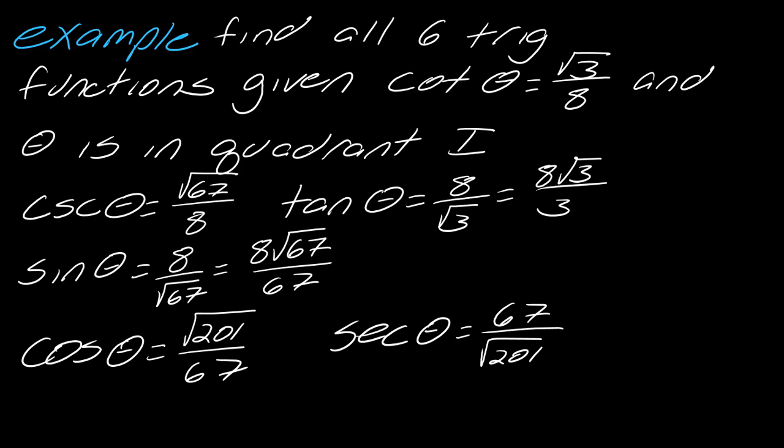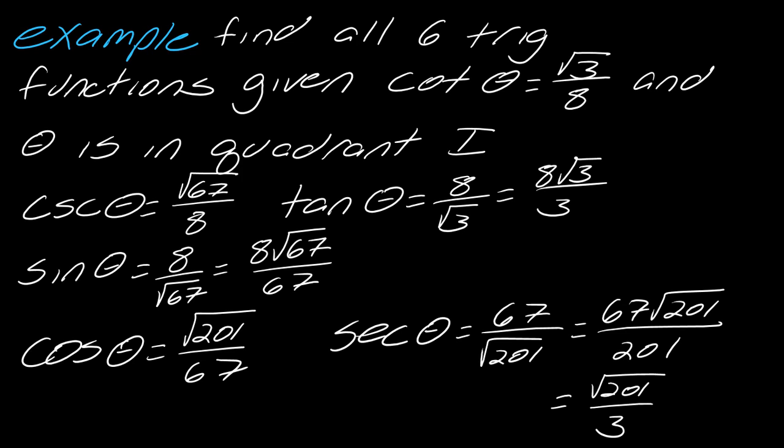And now I can finish this. Secant is just going to be the reciprocal, right? However, now I have to rationalize, and so this is where it gets a little tricky. Okay, so if I rationalize this, I get 67 over the square root of 67 times the square root of 201 over 201, and then 67 goes into 201 3 times, so I can simplify to this. And so that was kind of a lot of work, but those are the 6 trig functions.